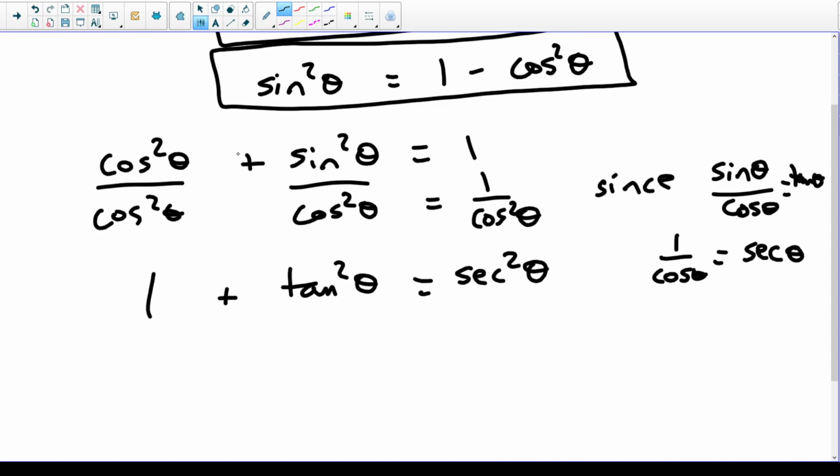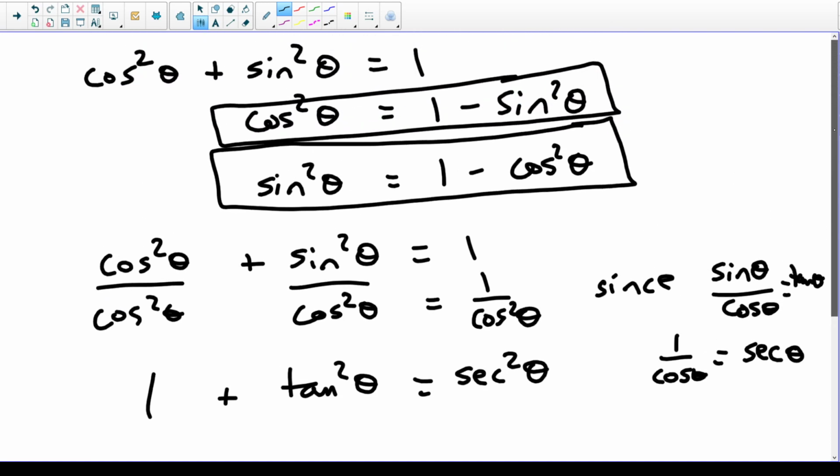If we took the original equation and divided everything by sine theta and sine squared theta instead, we'd end up with cotangent squared theta plus 1 is equal to cosecant squared theta. So there's a lot of things that you can do with this original equation to create new identities that you can use to make things a lot simpler.